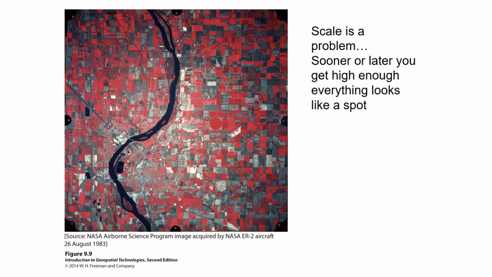Now when we have these aerial photos like this, scale can be a problem because you can't tell what things are. Because when you get high enough, everything basically looks like a spot, but if you were to move in closer, you would realize that some of these things are still farmland and they're center pivot irrigated ag land, but there's also other things that could be potentially.